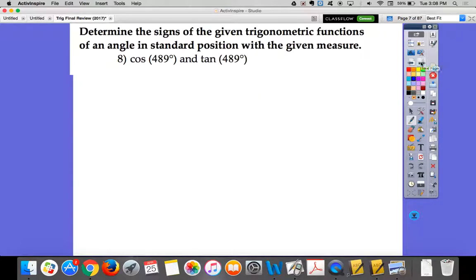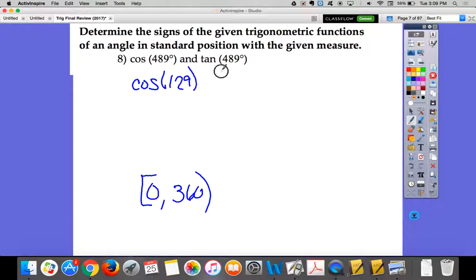Let's see here if I can get the button to go. Determine the signs of the given trig functions of an angle in standard position with a given measure. Okay, well, first of all, 489 is not a value I'm used to dealing with. I need to get something coterminal that is in that normal range of 0 to 360. So we're talking about our initial circle. So let's take 489 and take 360 off of it. When we do that, what we're really talking about is cosine of 129 and tangent of 129.